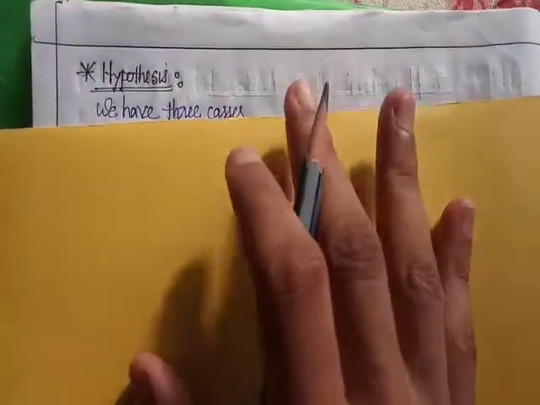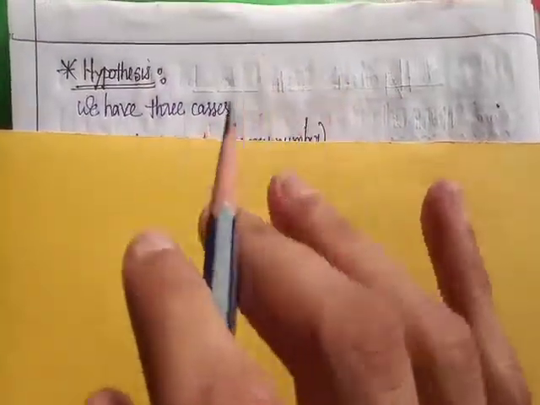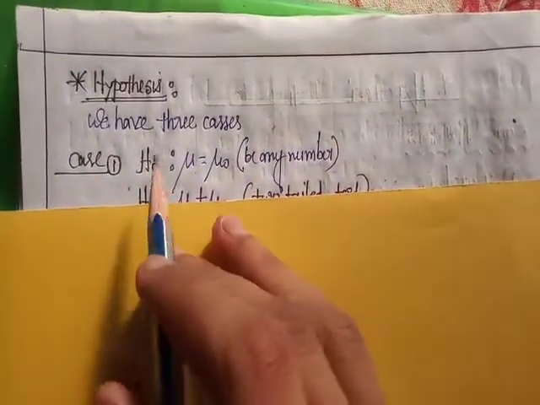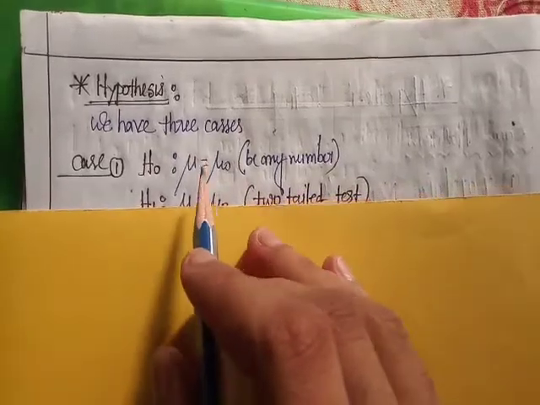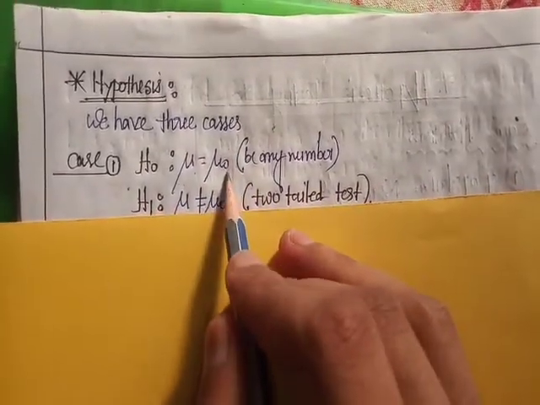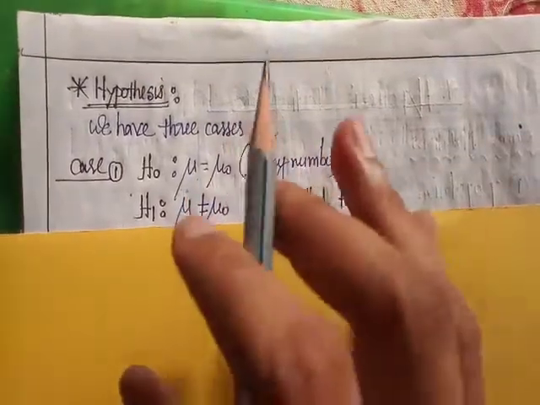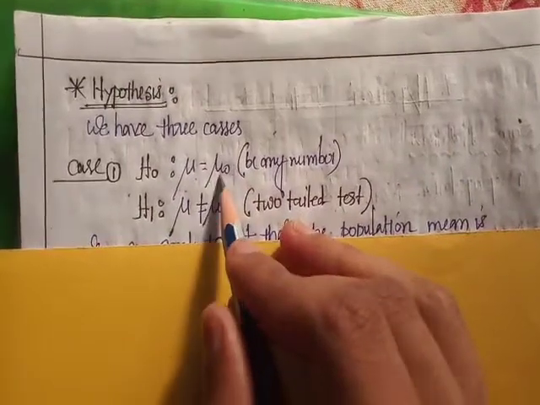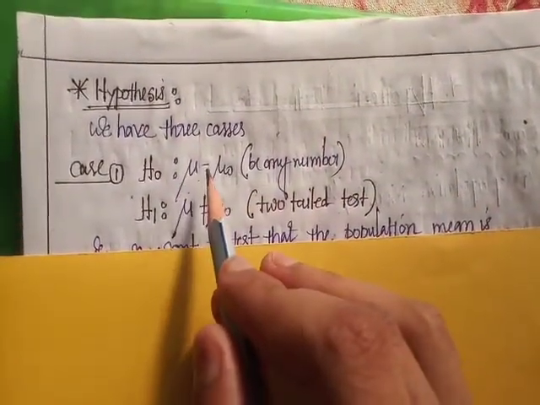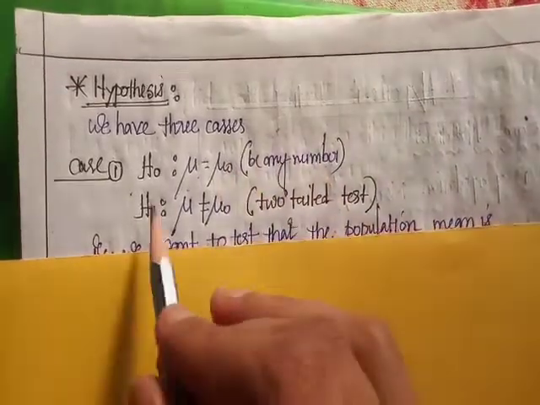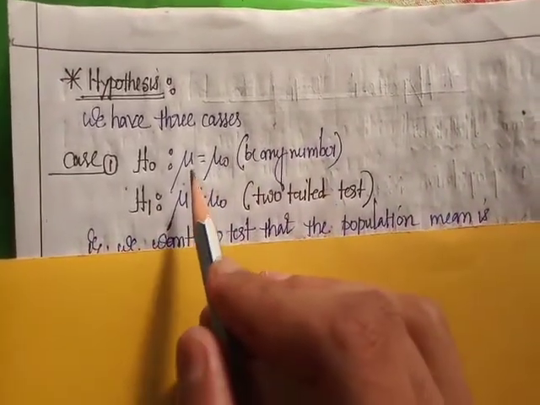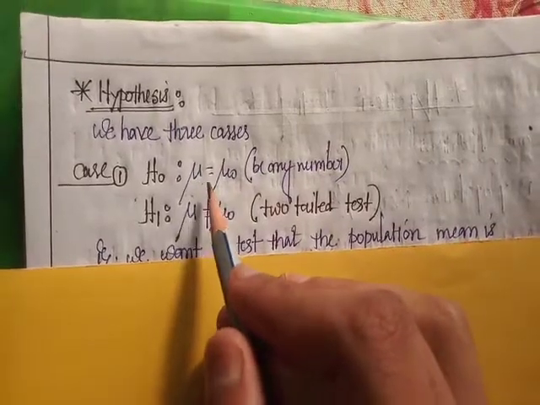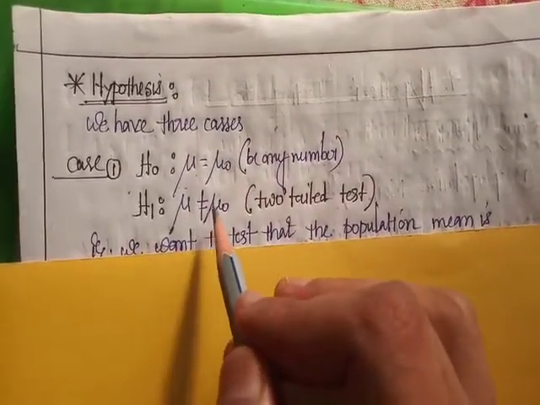Now, for setting null hypothesis and alternative hypothesis, three cases arise. First case: if null hypothesis is mu equal to mu naught, where mu naught means any number and mu is the population mean. Let mu naught be 60. If population mean equals 60, the alternative hypothesis will be the complement of H naught.